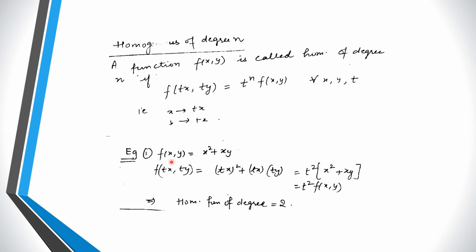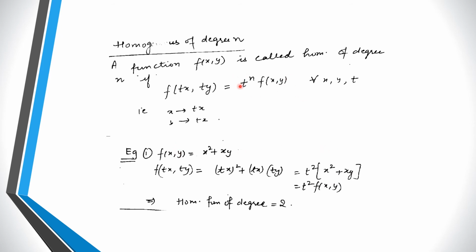For example, if you consider a function to be x² + xy. So what is the degree of x²? It is 2. What is the degree of x? It is 1. What is the degree of y? It is 1. 1 plus 1, 2. So this function has degree 2. And we can find out the solution with the help of this. So you replace x with tx, y with ty. You will see t² can be taken as common, and you are left with x² + xy, which is nothing but f(x, y).